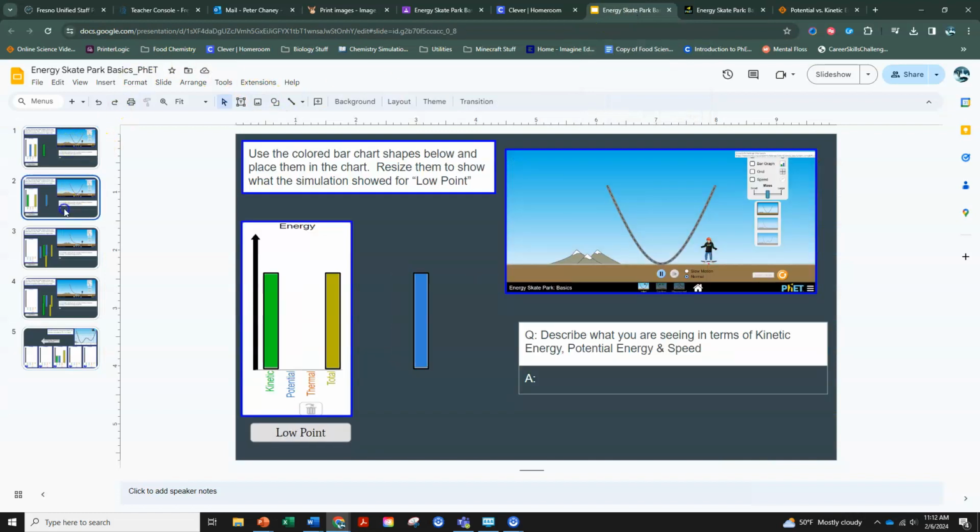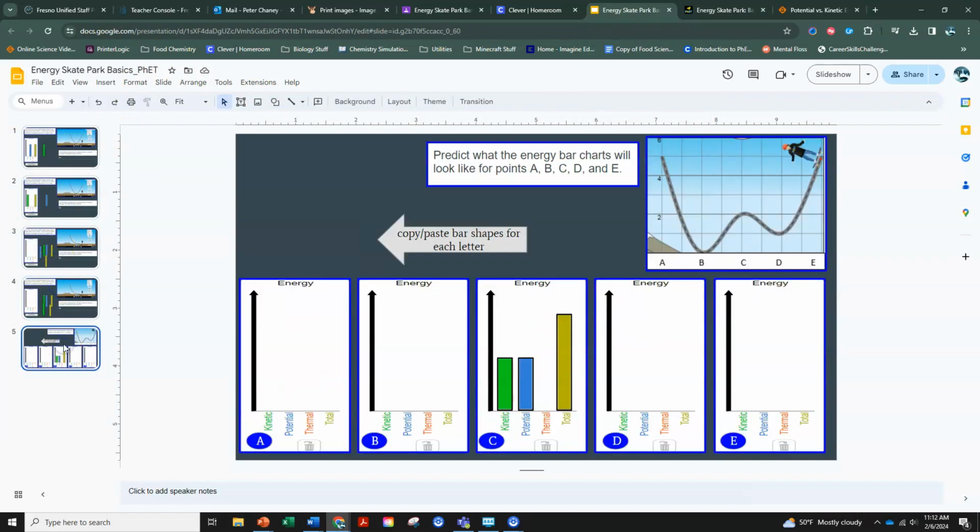So once you have slides 1, 2, 3, 4, and 5 finished with all bar charts, then you can turn that in and you will have been successful. I will be around in class helping out as we go.